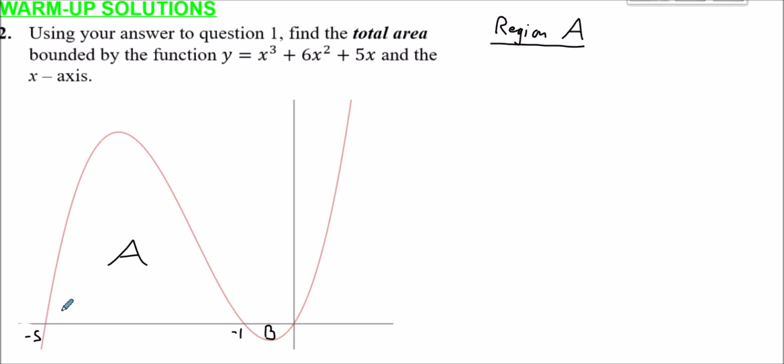So for region A, this area is going to be given by integrating the curve between the limits of minus 1 and minus 5. And the function is obviously x cubed plus 6x squared plus 5x integrated with respect to x.